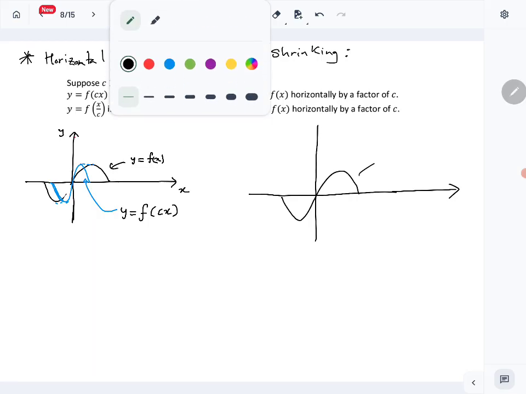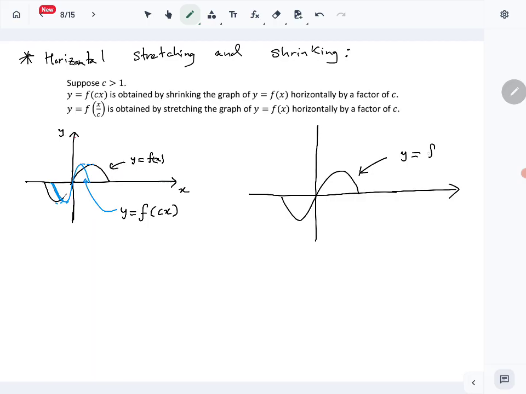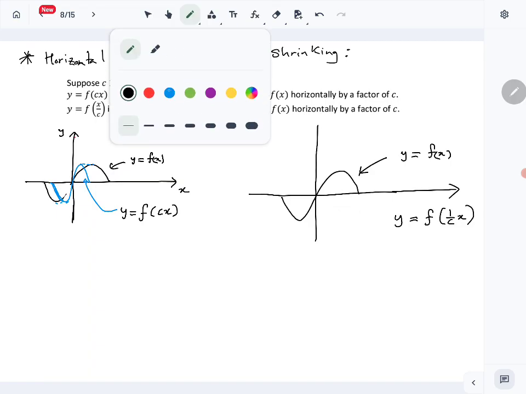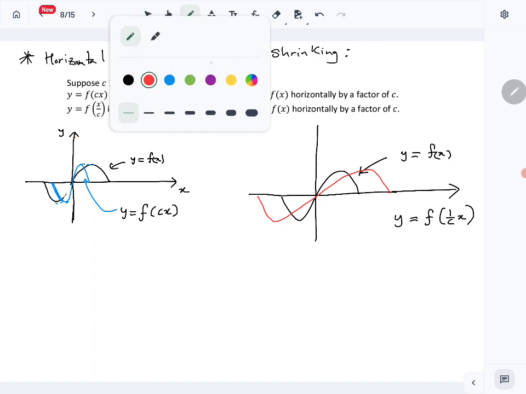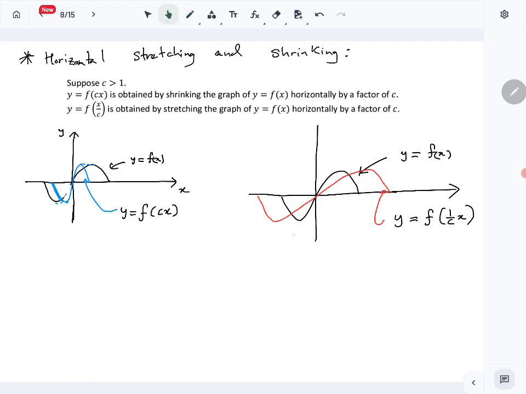Final type is what? Horizontal stretching. So then, when inside is 1 over c times x, if it is like that, what happens? You stretch by a factor of c. So if it is half x inside, you stretch by what? A factor of 2. So you get a shape like this. It's stretched in both directions. So the black curve is stretched in both directions, right and left, by a factor of c, right?